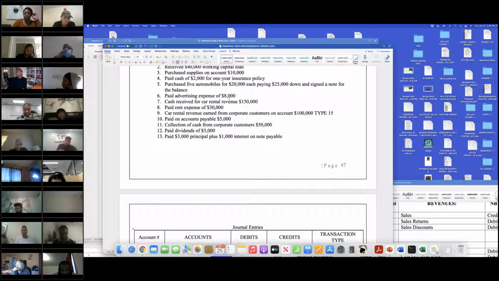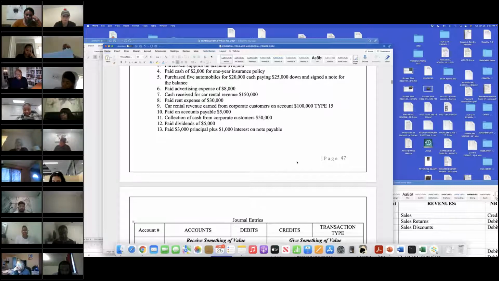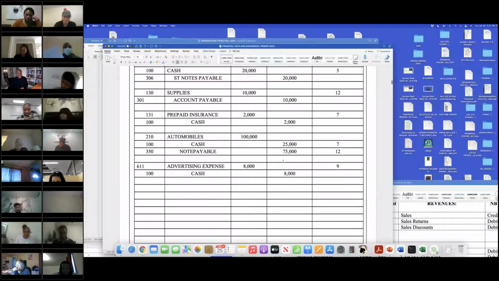Cash received for car loan revenue. How much is that? What's our type? Type 2. What are we going to debit? Cash. Type 2, we're debiting cash. What are we going to credit? Sales, revenue. Sales, revenue, they're all the same.